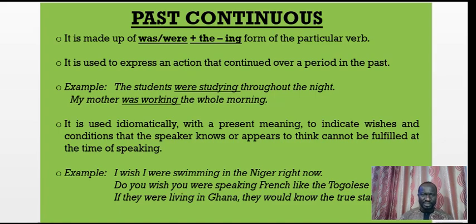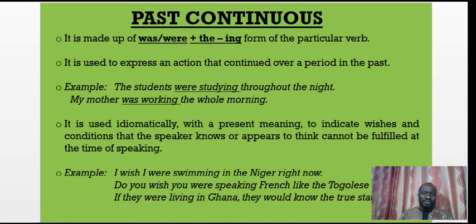Past continuous form. It is made up of was or were plus the ing form of the particular verb. It is used to express an action that continued over a period in the past. For example, the students were studying through the night. My mother was working the whole morning.